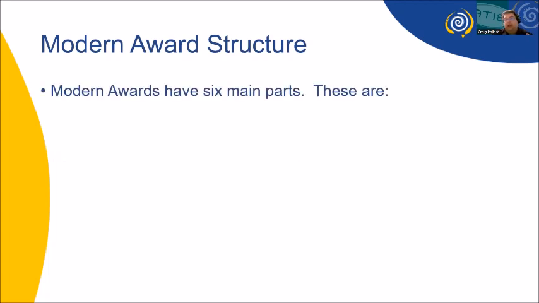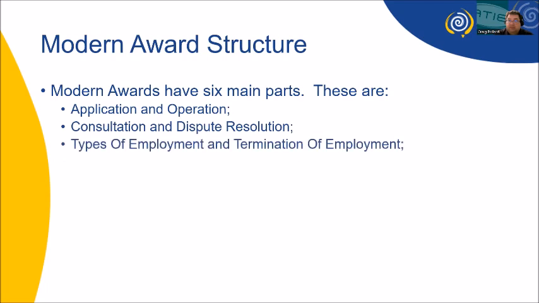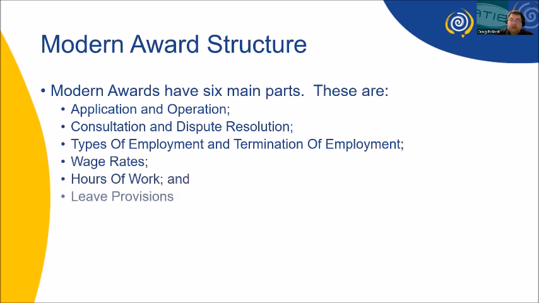Okay, so when you're looking at a modern award, they all look the same. They're all structured in largely the same way, with a few minor technical differences, but to be honest with you, they're largely the same. The 6 main parts are application and operation, consultation and dispute resolution, types of employment and termination of employment, wage rates, hours of work, and leave provision. Now, it's not necessarily in this order. That's just how the awards are broken up, how the different sections sit together.